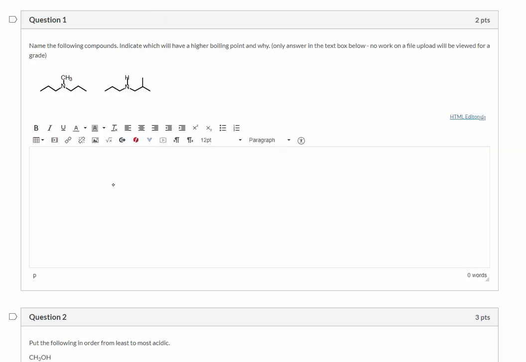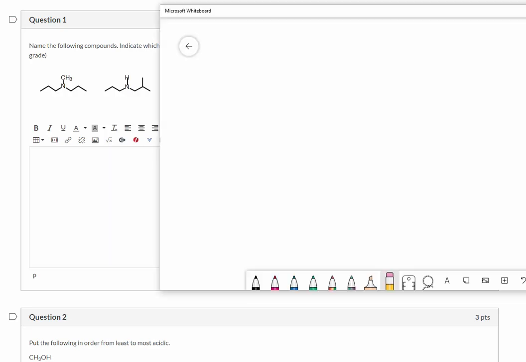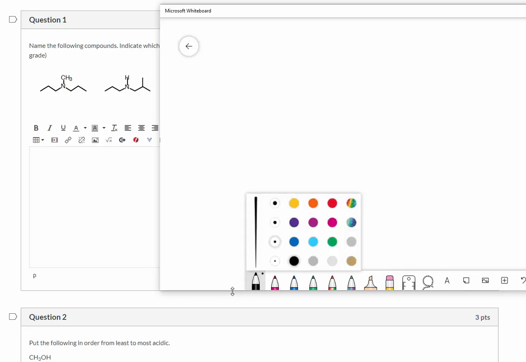Number 1, we're going to name these compounds and indicate which has a higher boiling point. We're also going to explain why. Now, this language was taken directly from the quiz pool, and it says only answer in the text box. No work on the file upload will be viewed for a grade. So I wanted to point that out specifically to get you aware of what is expected for the quiz.